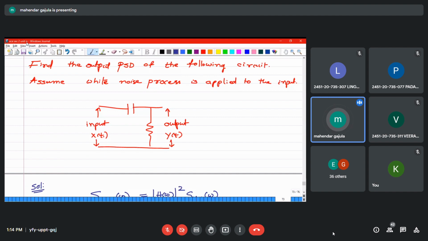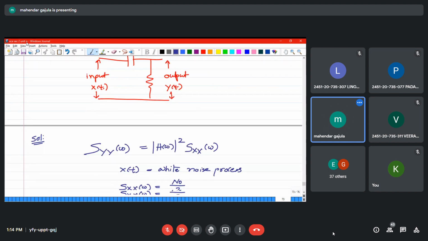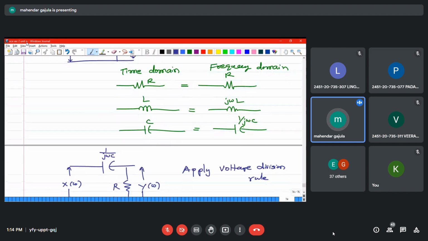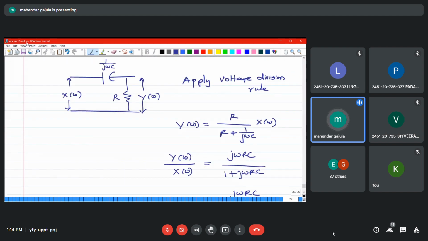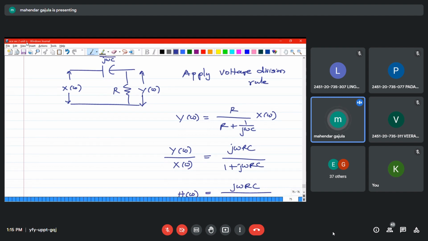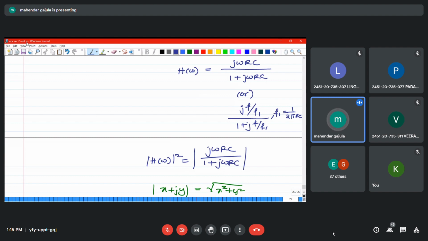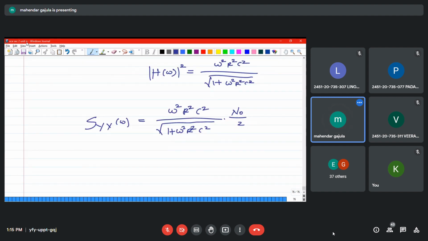Whenever a circuit is given, if there is an inductor, you have to replace the inductor with j omega L. Write input as X omega, write output as Y omega. Apply voltage division rule. So from that we get Y omega by X omega, which is nothing but H omega. Apply mod on that and square it. Substitute in the output power spectral density. Any doubt in this?